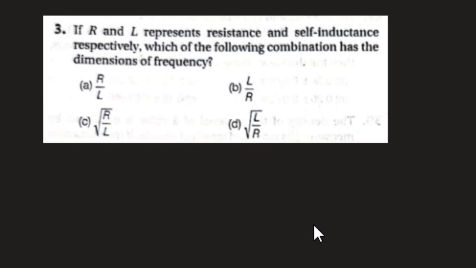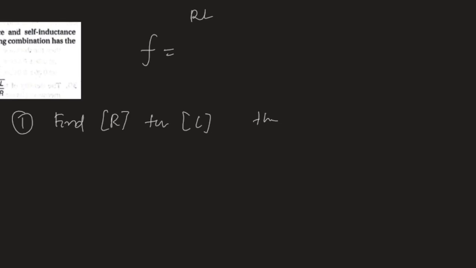Now let's move to the third question. In the third question, it is given that R and L are resistance and self-inductance respectively. Which of the following combinations has the dimension of frequency? Now we know the frequency f for an RL circuit is given as... Okay, there are two ways of doing this. First, find the dimension of resistance, then find the dimension of L, and then divide them to get the result. The second is by just doing a linear calculation for the units, and you can find this answer also.